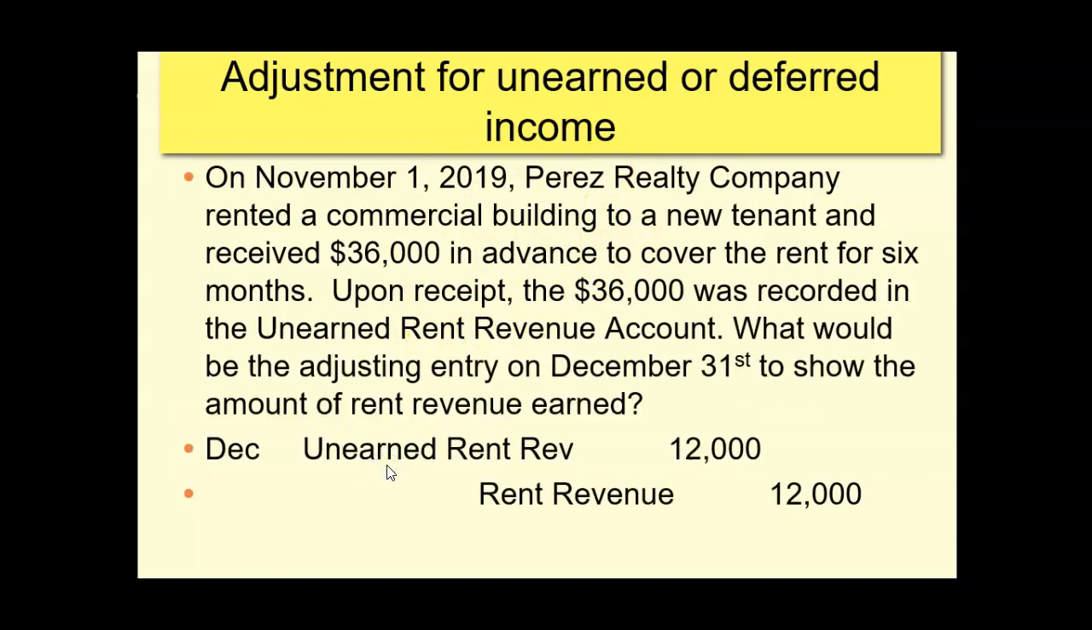So once we've actually earned it, you're going to reduce the liability account unearned rent revenue by $12,000, and recognize rent revenue in the amount of $12,000. So again, when you have unearned or deferred income, those are liability accounts. Once it's been earned, you're going to decrease the liability account and you're going to increase your revenue account.